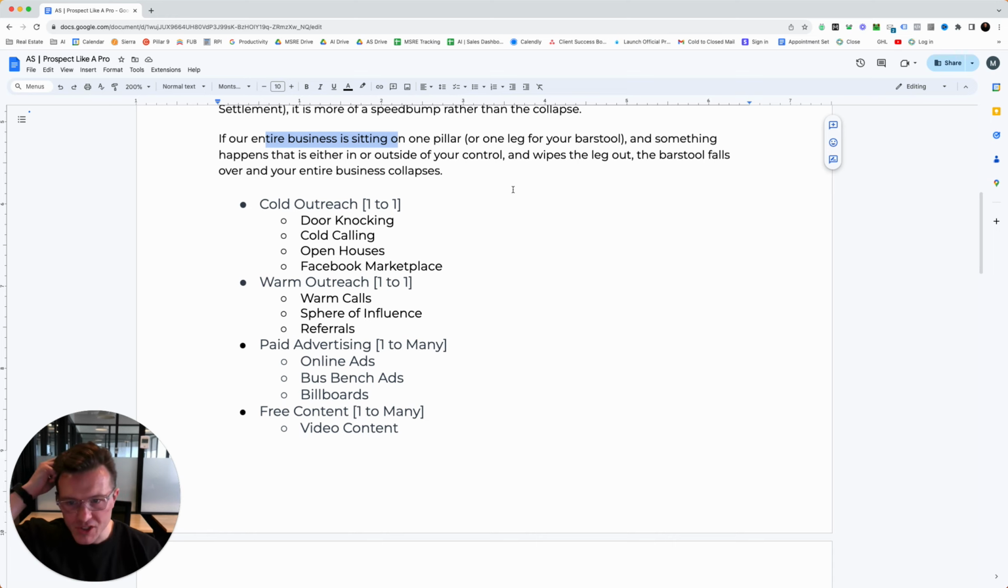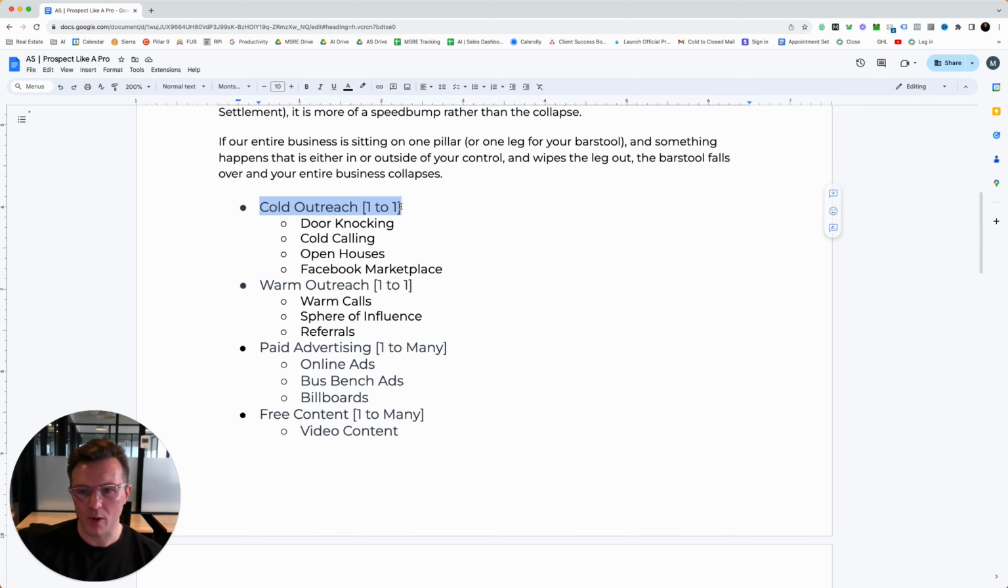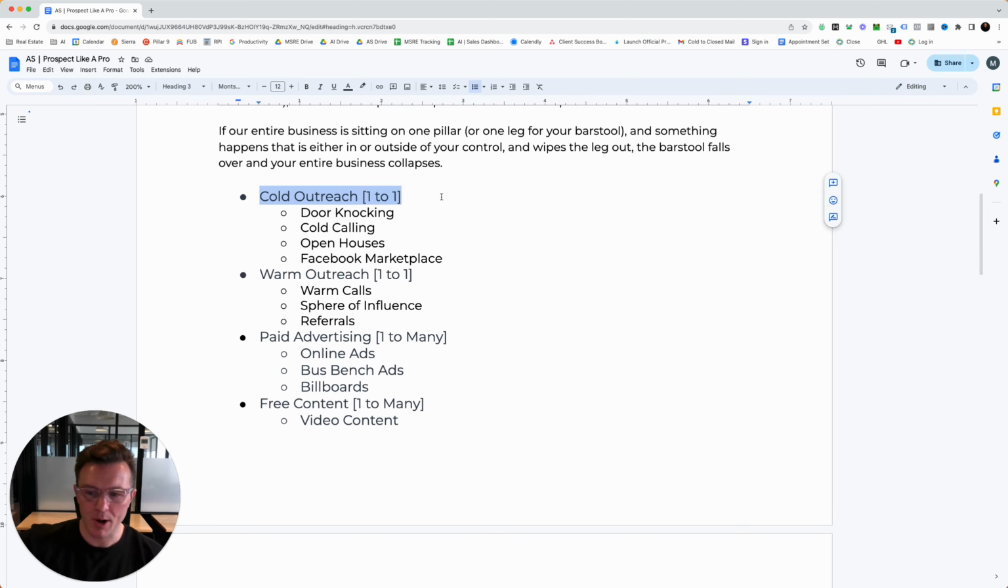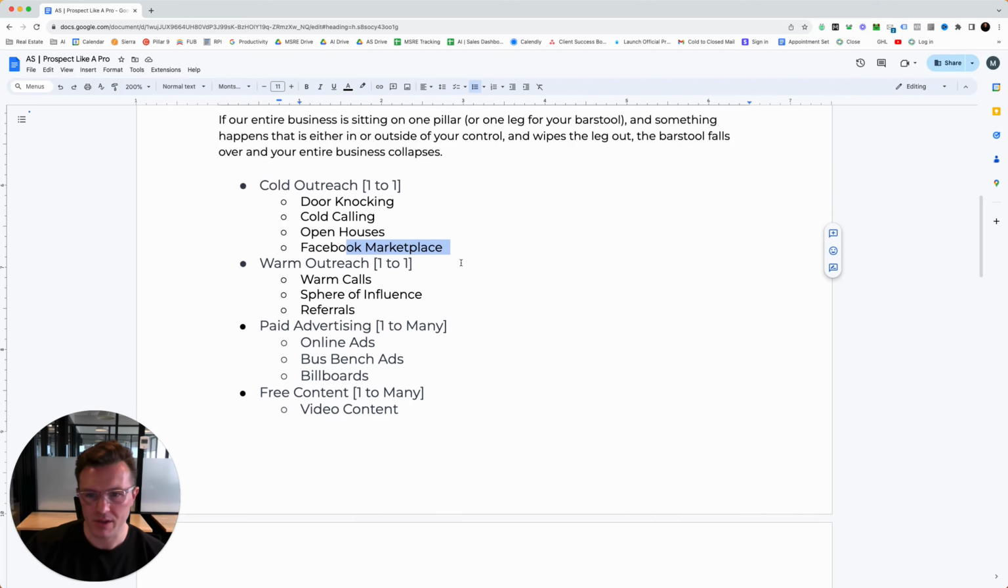Okay, so the first pillar, or the first of the Core Four, is your cold outreach, which is one-to-one prospecting, which means you're doing it face-to-face. You can only prospect one person at a time with one conversation, right? This is what a lot of newer agents are forced to focus on, and this is your door knocking, your cold calling, your open houses. And I use Facebook Marketplace pretty frequently as well.